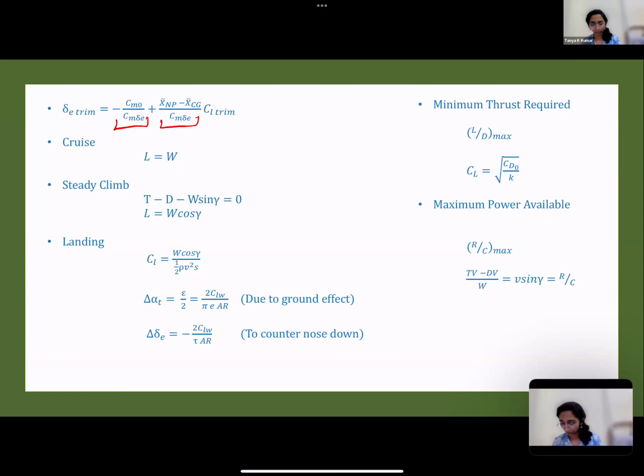So why is CM naught positive? I've asked this multiple times, so I'm going to go over it so you have no doubts on that point. Can someone tell me why CM naught is positive? Put it up on the chat box if you don't want to speak up.